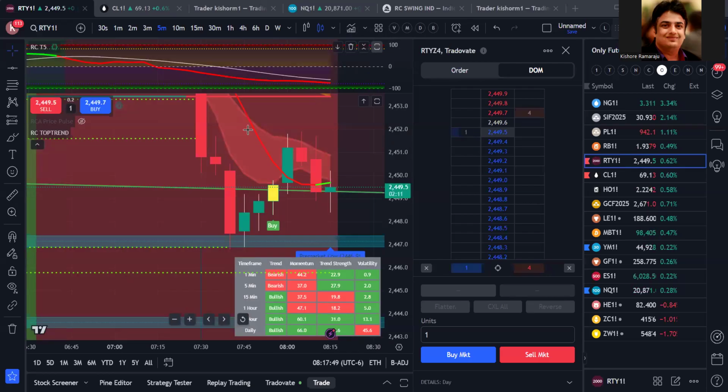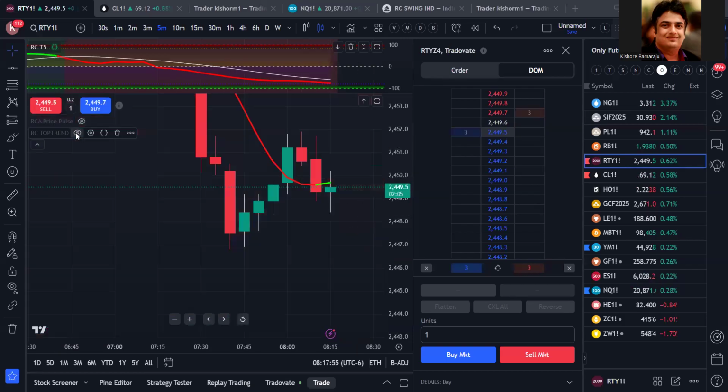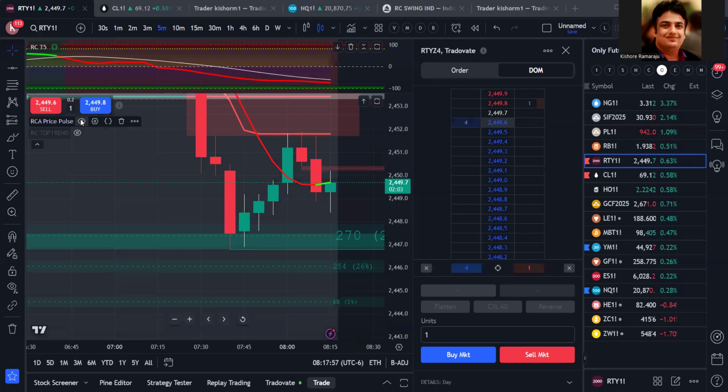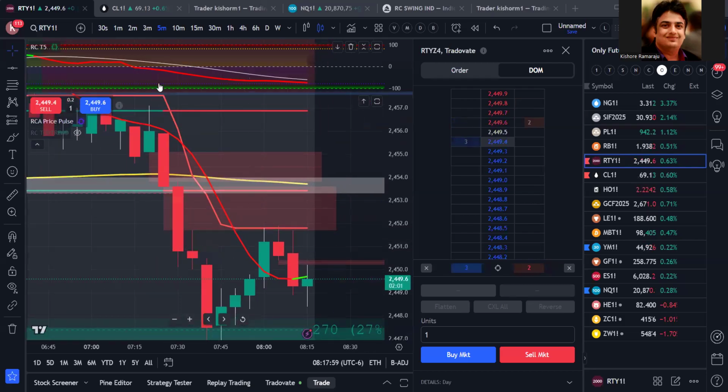So that is one, like one friend who is telling it will go down. Then let us go to price pulse. The line is red, and you see a lot of red boxes. That means there are a lot of sell orders here. So this line is telling it will go down. These boxes are telling it will go down. That means three of them are telling it will go down.